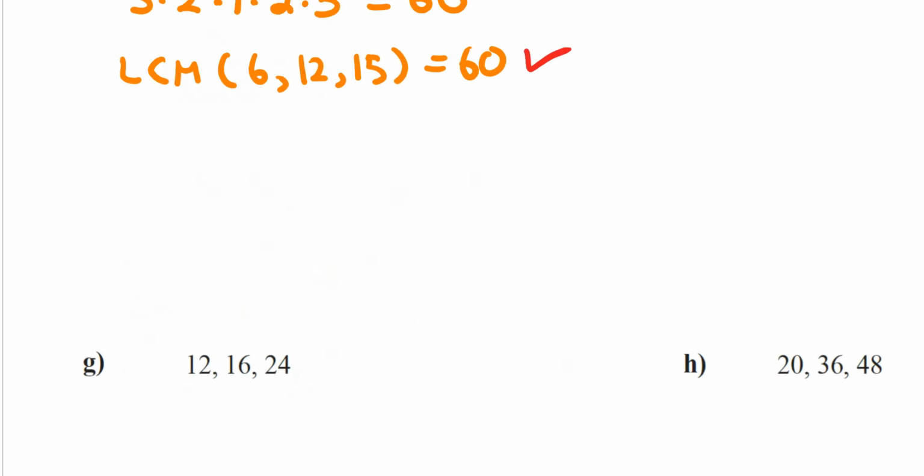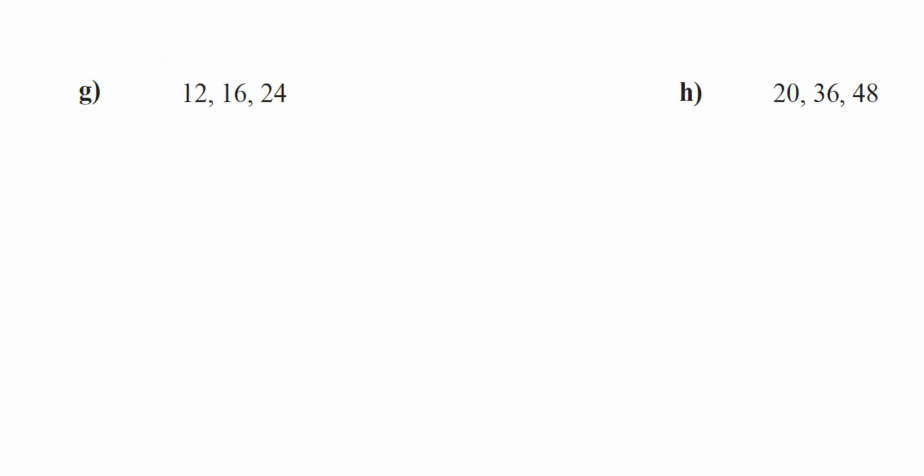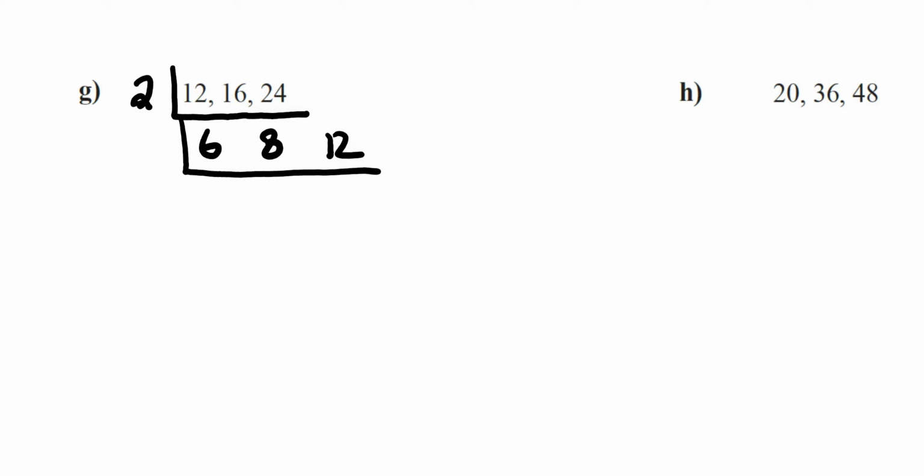All right, so let's give this a try with a few more problems here. I have 12, 16, and 24. Okay, so a number that divides all three of those numbers is probably going to be 2. So 12 divided by 2 is going to be 6. 16 divided by 2 is going to be 8. And 24 divided by 2 is going to be 12. And I can continue dividing these numbers here because the number that divides 6, 8, and 12 is going to be 2. So it's going to be 3, 4, and 6.